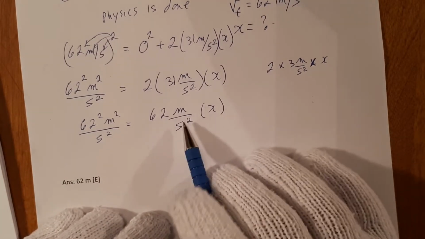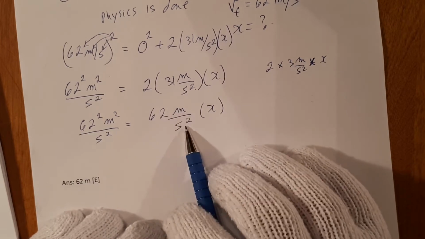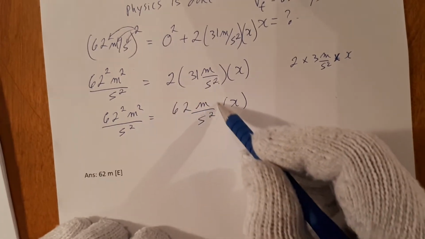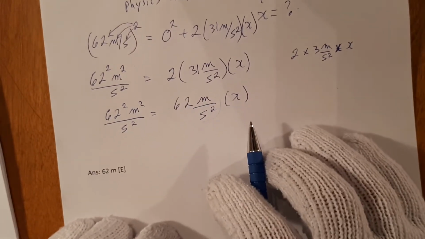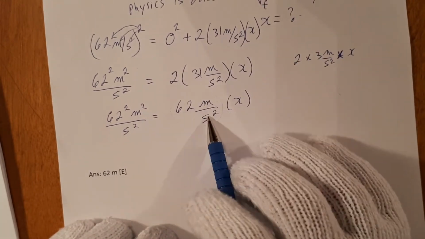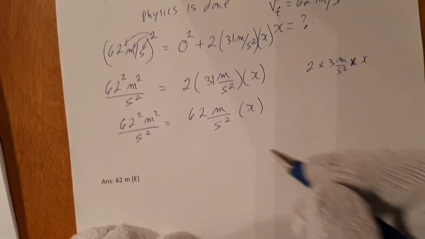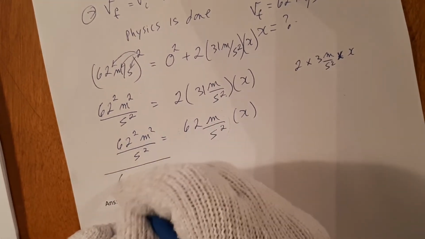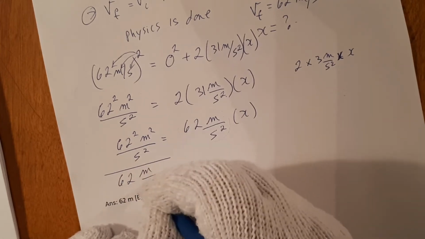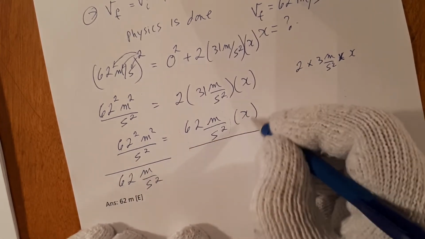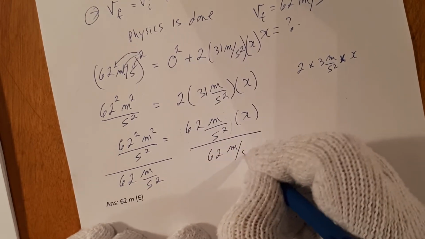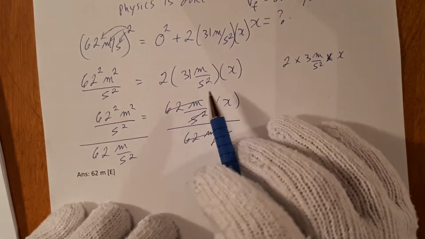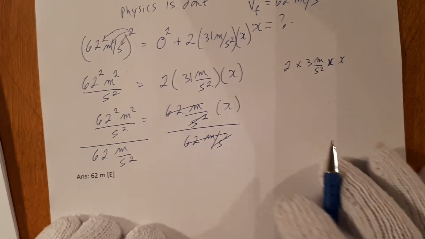In order to isolate x, we're going to have to divide both sides by 62 meters per second squared. Remember, this is one number. Wherever the number goes, the units follow. Dividing both sides by 62 meters per second squared, it would look like this. Let's say we have this equation. I'm just going to divide here by 62 meters per second squared and divide all of this on the right-hand side by 62 meters per second squared. All of these will cancel out on the right-hand side, effectively moving it to the left-hand side, is equal to x.